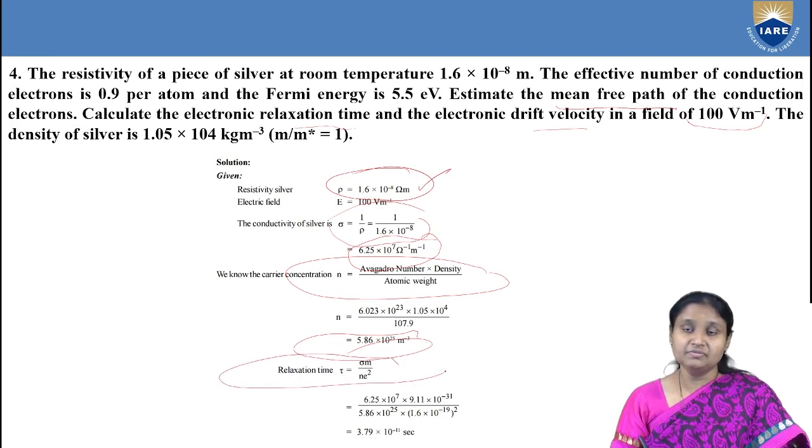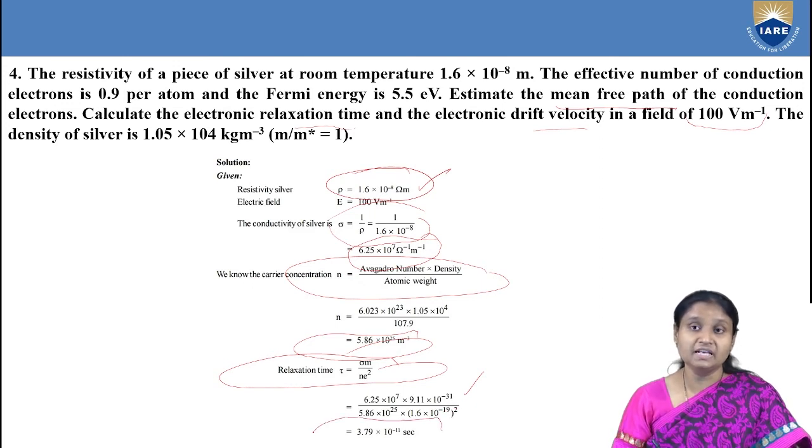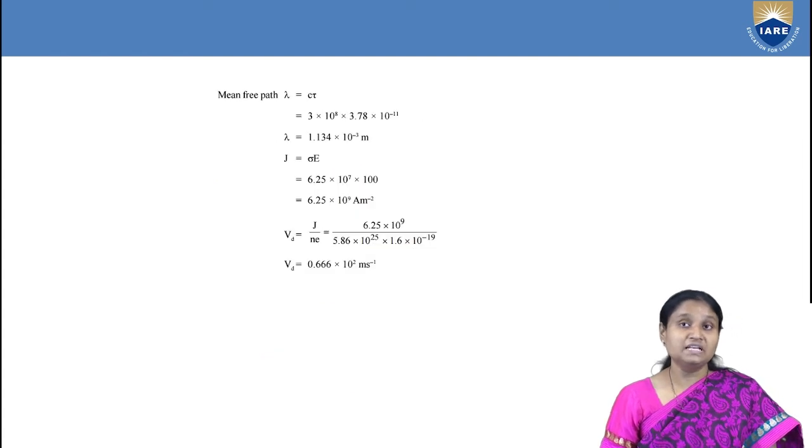From the data given, we can find relaxation time using the formula sigma m by ne square. Conductivity we have calculated, which is 6.25 into 10 power of 7, into the mass of electron, 9.1 into 10 power of minus 31. Then the carrier concentration, 5.86 into 10 power of 25, into the charge, 1.6 into 10 power of minus 19, whole square. If we simplify, relaxation time comes out to be 3.79 into 10 power of minus 11 seconds.